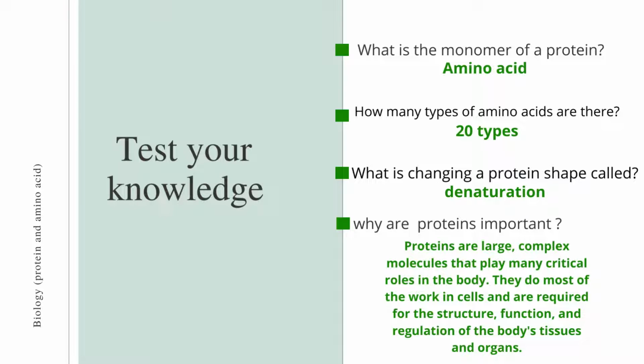The first question is, what is a monomer of a protein? At the beginning, as I mentioned, proteins are made out of amino acids, which makes amino acids the monomers. How many types of amino acids are there? There are 20 different types with 20 different R groups. What is the changing of a protein's shape called? It's called denaturation.